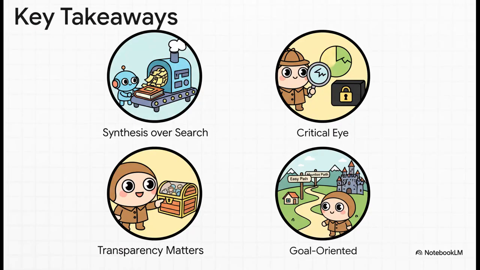So, what should you take away from all this? First, AI search is changing the game from just finding things to actually understanding them. Second, always be a little skeptical of easy answers. A simple, pretty chart might be hiding some big problems. Third, transparency really matters. Knowing how your AI got its answer is a big deal. And finally, the best tool is simply the one that fits what you need to do.